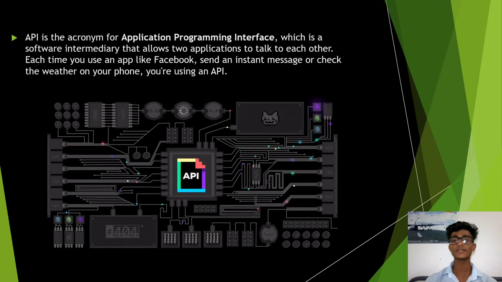So here clearly we can see that the role of API is similar to the waiter. It's taking the request from the user, then it gives it to the server, then it takes the response from the server and gives it to the user. Here we can see that API is basically helping two applications to talk.